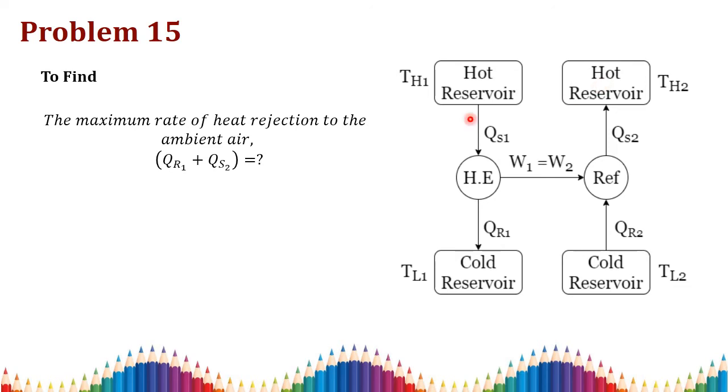What they are asking is the maximum rate of heat rejection to the ambient air. This is the ambient air at 300 Kelvin for this heat engine, and for the refrigerator this is also ambient air at 300 Kelvin. You need to find the amount of heat supplied to the ambient air, here QR1 and here QS2. So we need to find QR1 plus QS2.